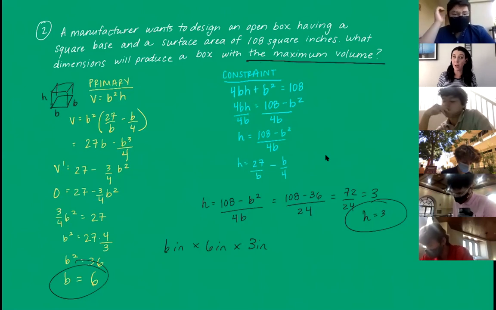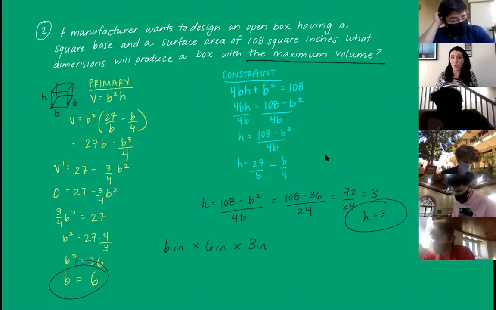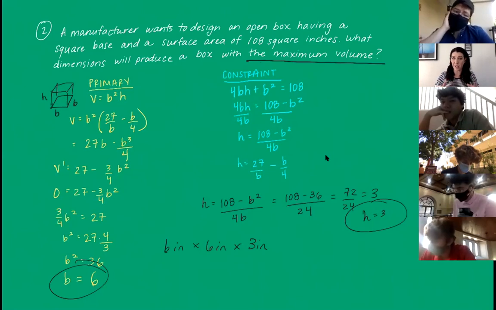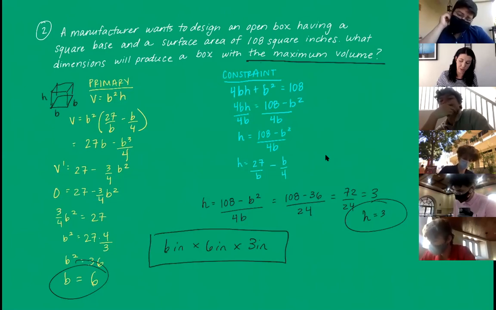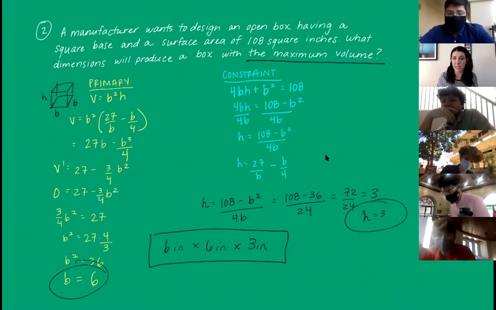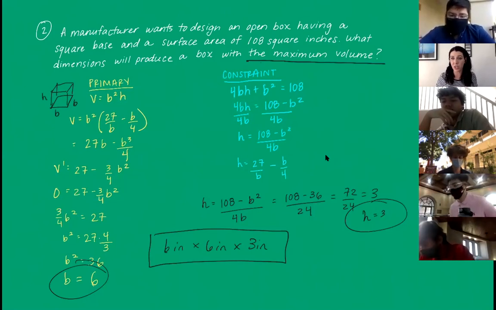Perfect. And be careful, right? We have our base twice. So if you just wrote 6 by 3, that's not a volume. We have a box here. We have 3 total sides of this box. We have a base that appears twice because it's a square base. And then we have a separate height. So we get 6 by 6 by 3. And yes, you need inches on each part of that, not inches just on the end. Make sure you remember your units.